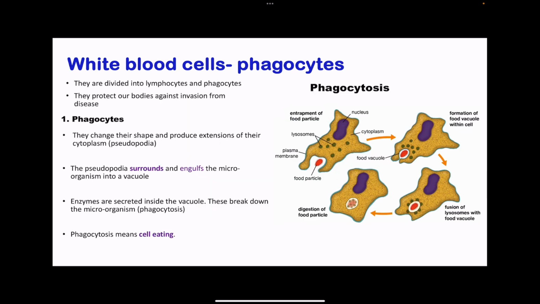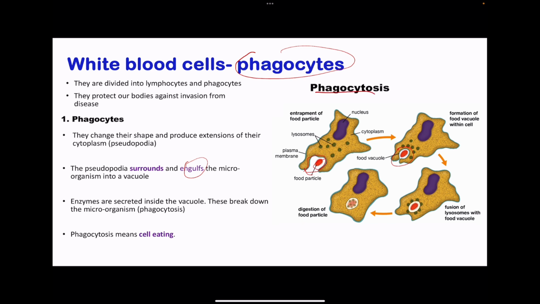The other cells we're going to look at are white blood cells, and the first kind are the phagocytes. The phagocytes are the ones that carry out phagocytosis, whereby they produce extensions of their cytoplasm in order to surround pathogens as well as some organisms that are not part of the body, and then they release digestive enzymes in the process of phagocytosis. So an example is when there is a particle here, the extension of the cytoplasm is created around the particle and then completely engulfed.